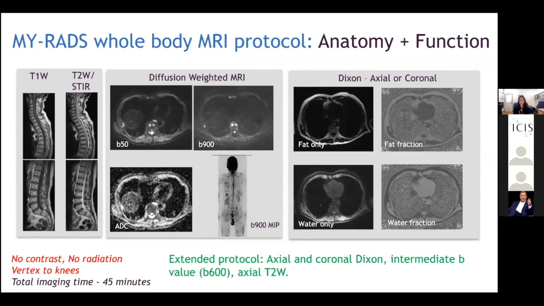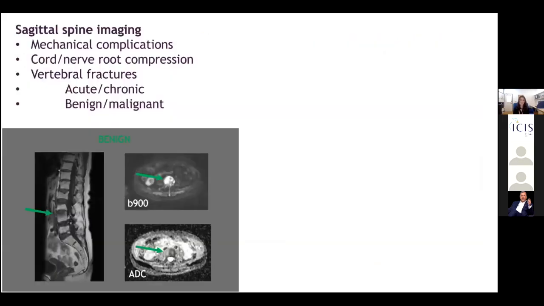So what I'm going to do now is very briefly run through how the different elements of this protocol contribute to the information that we need to help direct patient care. So it goes without saying that we perform sagittal imaging of the spine to detect mechanical complications of myeloma, which can be very morbid. But the combination of anatomy and functional information gives us our best opportunity of characterizing fractures.